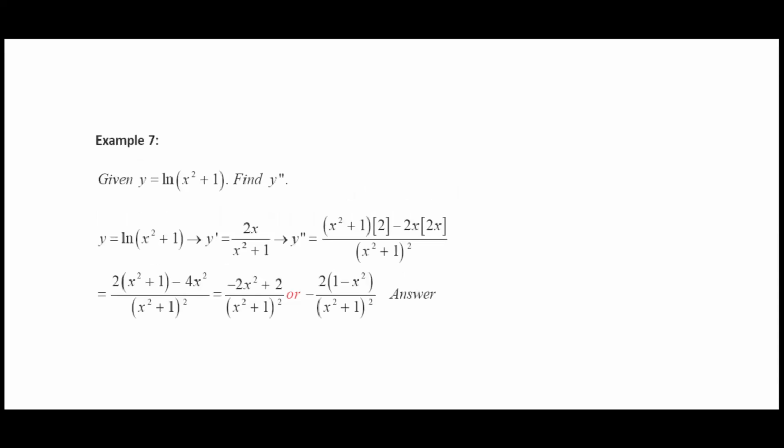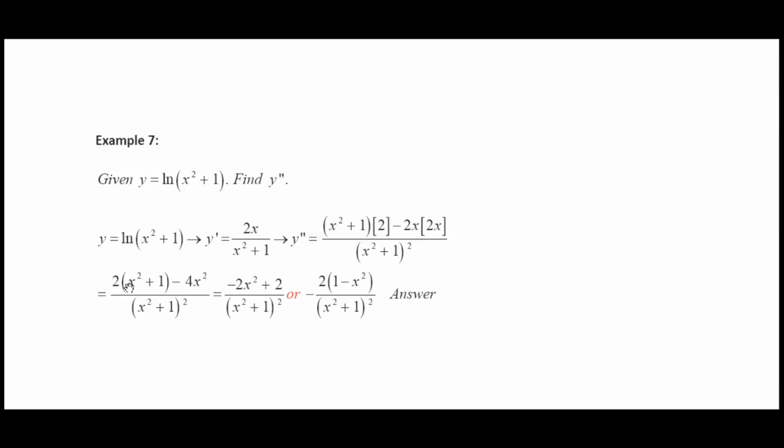Now, example 7, we want to find the second derivative. Well, to find the second derivative, you need the first derivative. So let's find y prime. That's going to be the derivative of this, which is 2x over itself. That's the first derivative. Now, for the second derivative, we've got to use the quotient rule, which is denominator times the derivative of the numerator, which is 2, minus the numerator times the derivative of the denominator, which is 2x, all over the denominator squared.